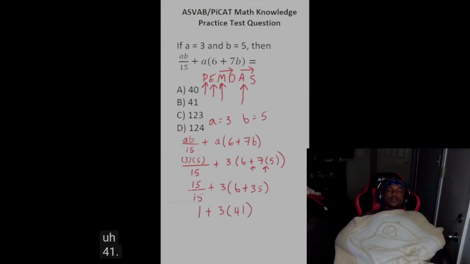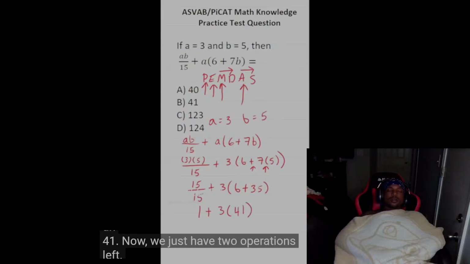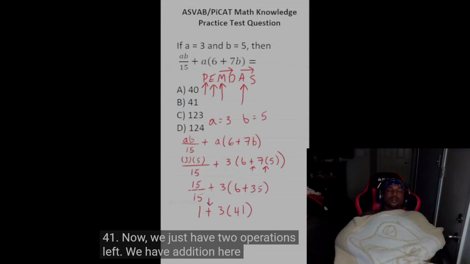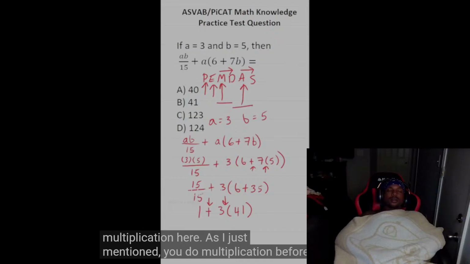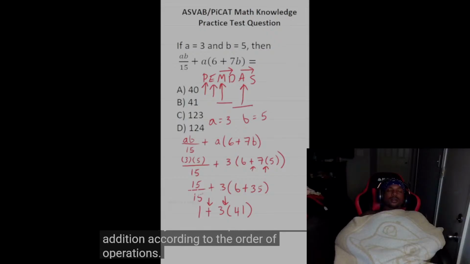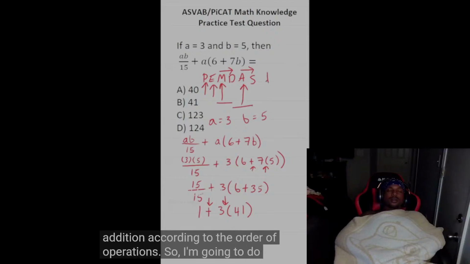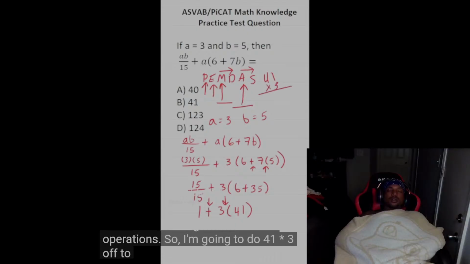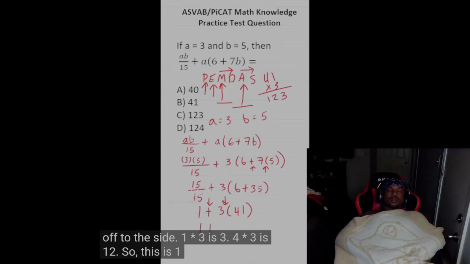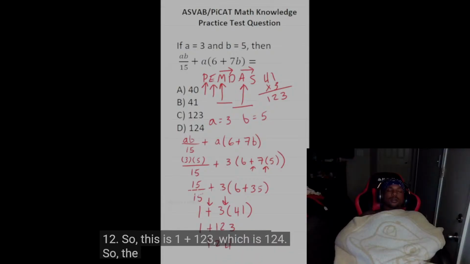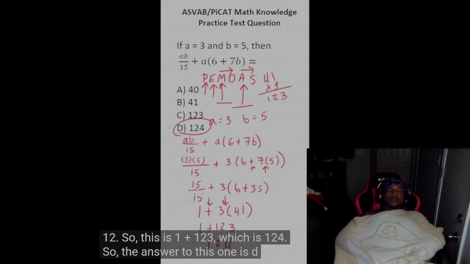41. Now we just have two operations left. We have addition here and multiplication here. As I just mentioned, you do multiplication before addition according to the order of operations. So I'm going to do 41 times 3 off to the side. 1 times 3 is 3. 4 times 3 is 12. So this is 1 plus 123, which is 124. So the answer to this one is D, 124.